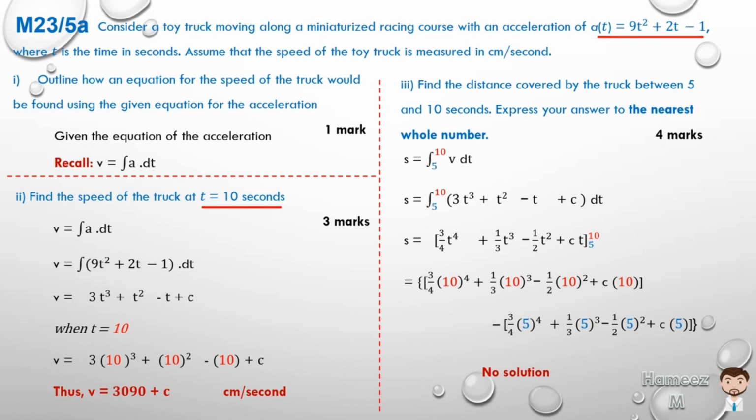However, if we were to assume that the truck started from rest, then when time is 0, v is 0. In that case, in part 2, c, the constant of integration, would work out to be 0 as well. If c is 0, that term would disappear, and then we can solve to find the distance in centimeters. But we can't make that assumption, because nowhere in the question was it indicated that the toy truck started from rest. So this question cannot be solved according to the information that's given.